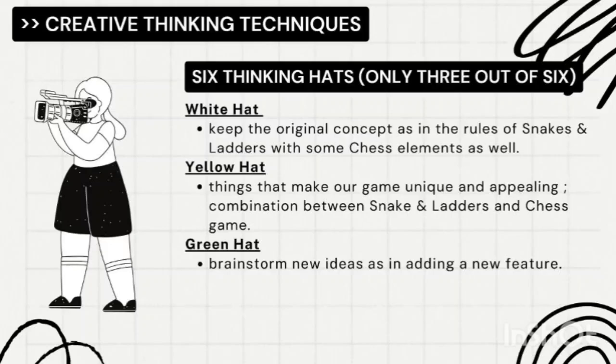Another is the green hat, which involves generating new ideas and innovative solutions. This is basically the creative hat. We did brainstorming in a creative way so it could enhance the game, such as adding new features like the chess pieces, the king and queen as stated before, making it more fun and interesting but still keeping some of the original snakes and ladders concept.